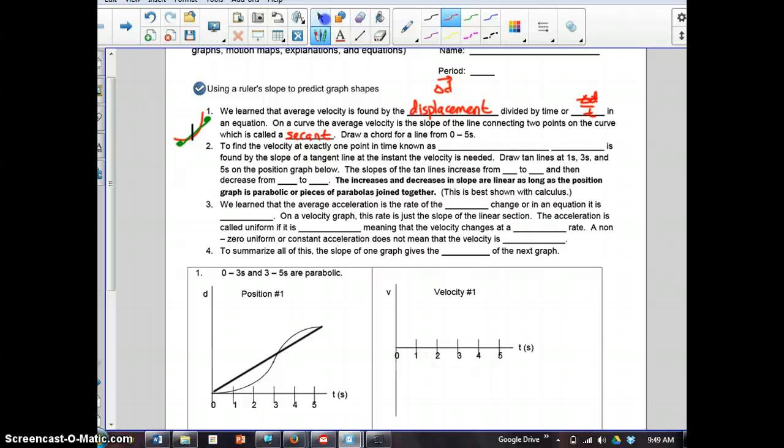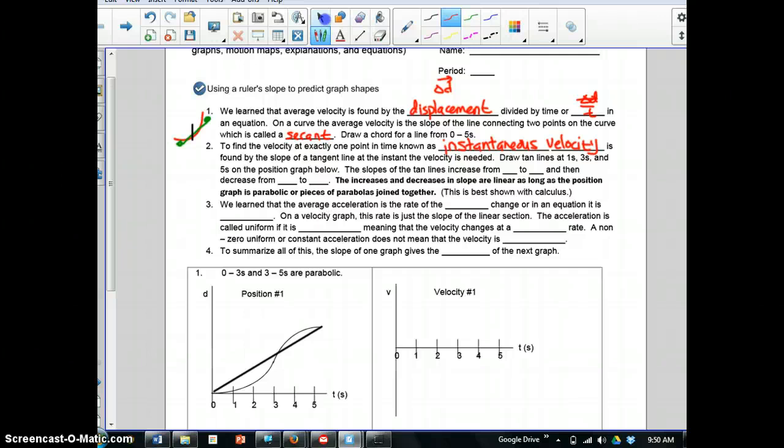So guys, using displacement over time gives you an average velocity. It takes the velocities that are changing and averages them out. We can actually figure out what's called the instantaneous velocity. This is found by taking the slope of a tangent line.